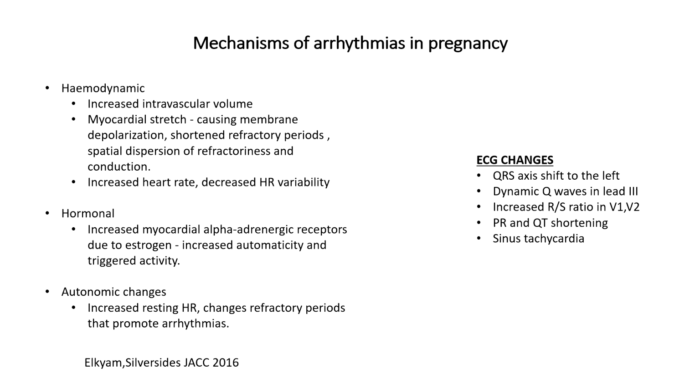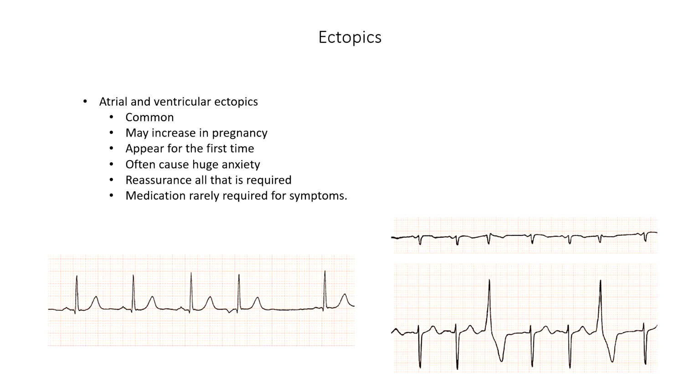And then you talk about ECG changes in pregnancy. This could be due to the increase in uterus size that shifts the heart to the left, and that could lead to QRS axis changes, and dynamic Q waves in lead 3 that could settle on deep inspiration. Then there is an increase in RS ratio, PR and QT shortening, and sinus tachycardia. So these are normal physiological changes in ECG that could be encountered during pregnancy.